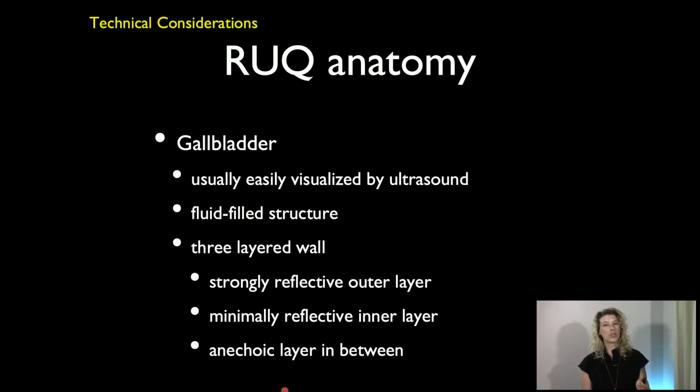So the layers of the gallbladder that you might notice is that the outer layer is very strongly reflective, so it shows up really bright. And then the inner layer is minimally reflective, but it's surrounded by that reflective layer, so it actually shows up pretty dark. And then the anechoic layer in between, which is essentially no echoes. Anechoic means no echoes, so it's black. So the minimally reflective inner layer shows up as like this sort of dark gray. You'll see it in pictures, but really you're looking for the outer layer.